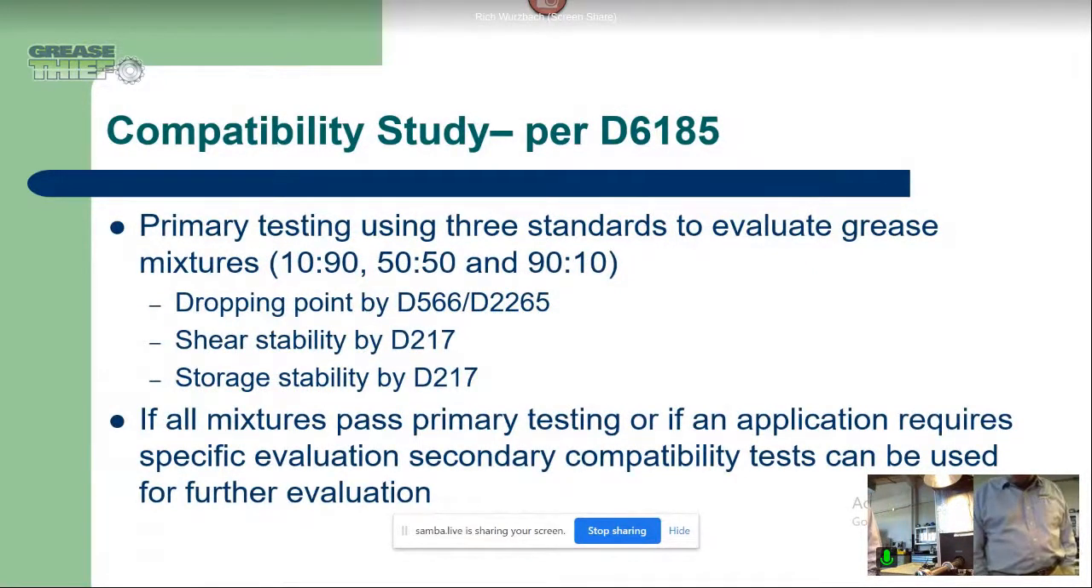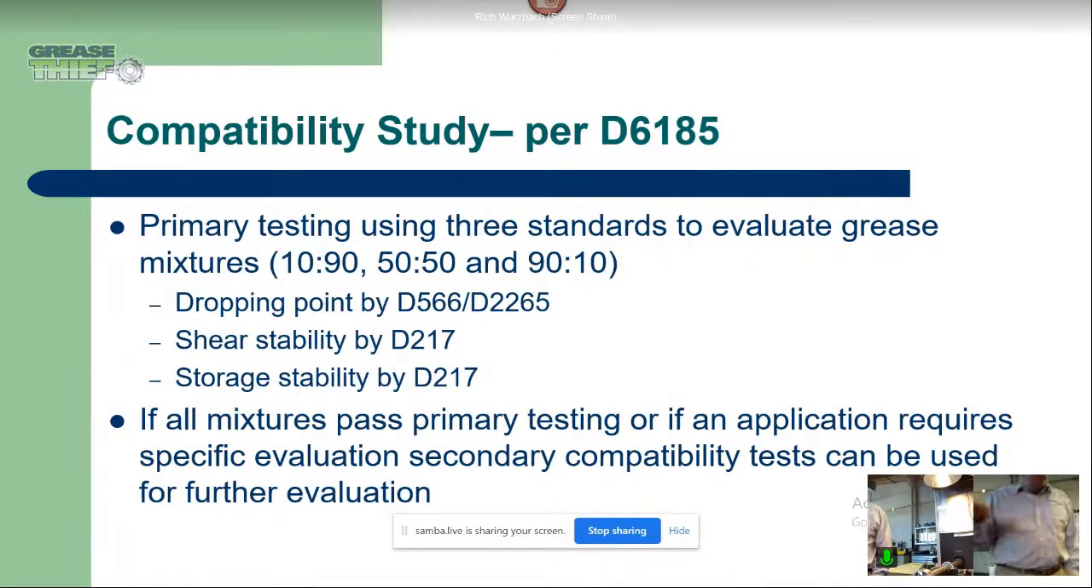So what about this D6185? People looking to evaluate grease compatibility often end up at this standard. They might go to a laboratory and ask for a quote for D6185, a compatibility study. There is a primary test protocol for that, and that primary testing uses three different mixtures to evaluate grease: 10/90, 50/50, and another. It actually also allows for 25/75 and 75/25 mixtures.